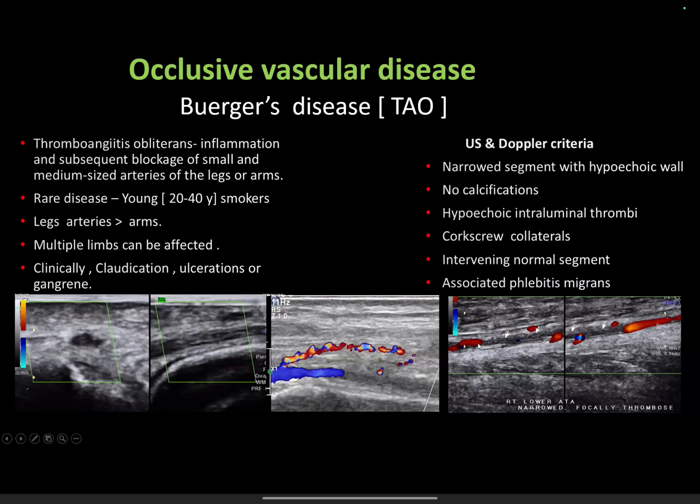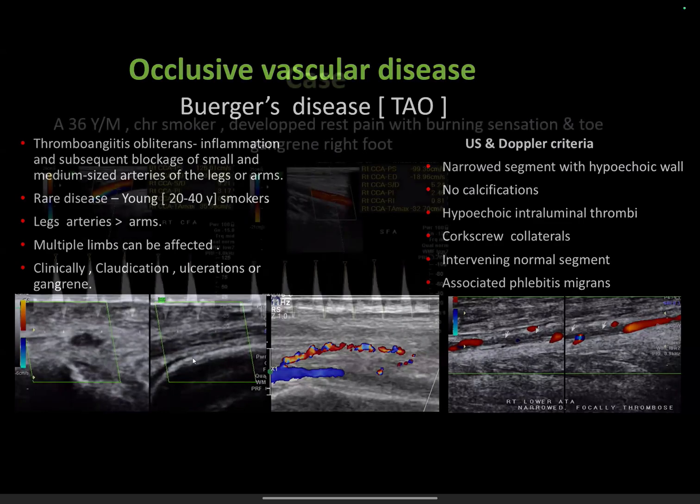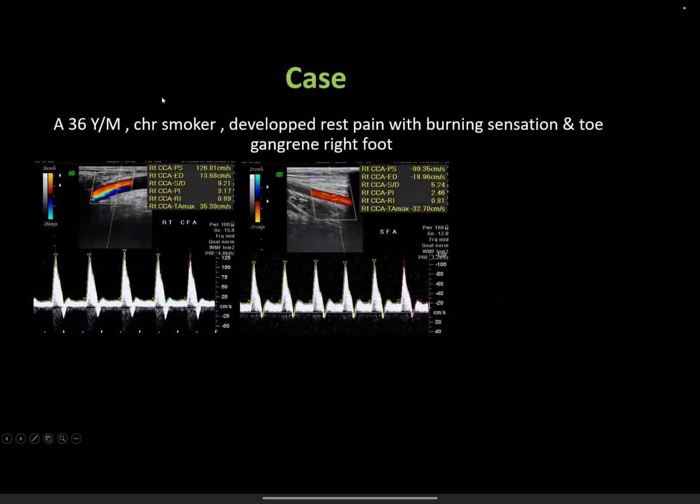This is normal refilling. This is again blood flow. There is a segmental occlusion of that. So these are narrowed channels with occlusions, collaterals, and typical appearance on B mode. Let us take an example of Buerger's disease.